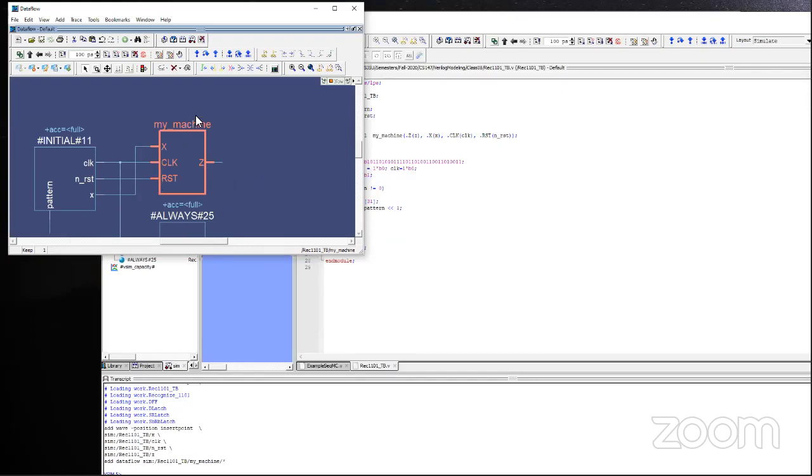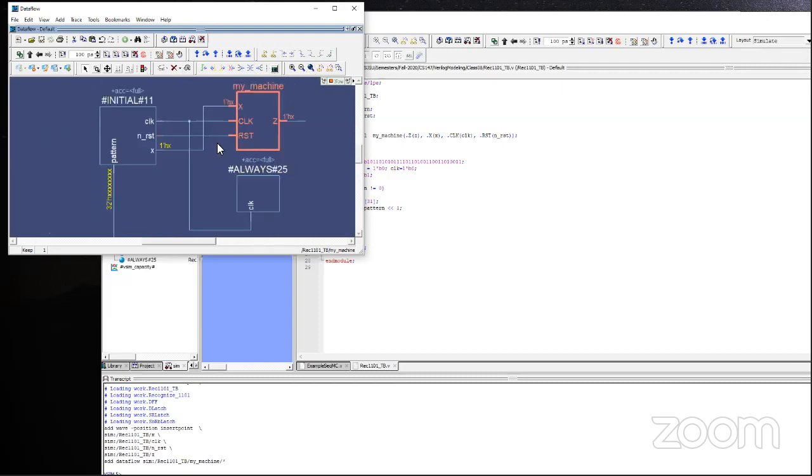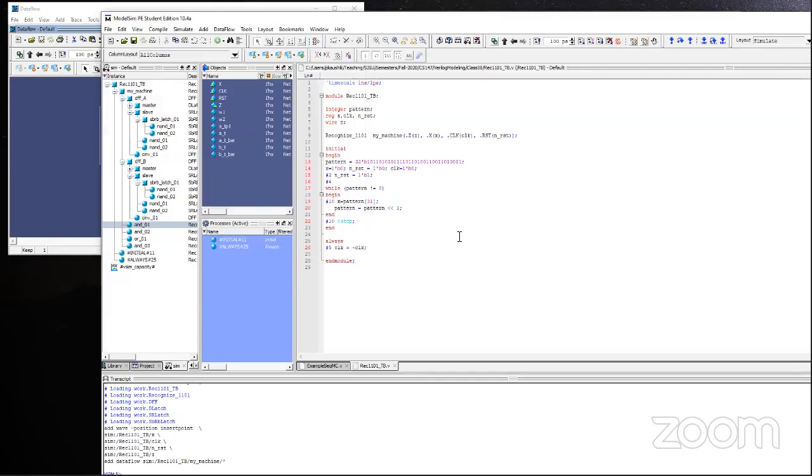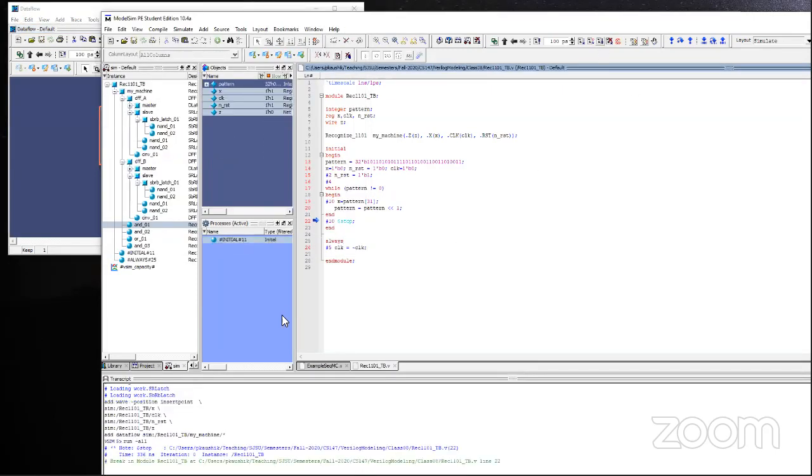So you see the whole overall machine has a 1 bit incoming pattern, 1 clock going in, 1 reset signal, and there is 1 output. And every state machine is within that block. I simulate it.